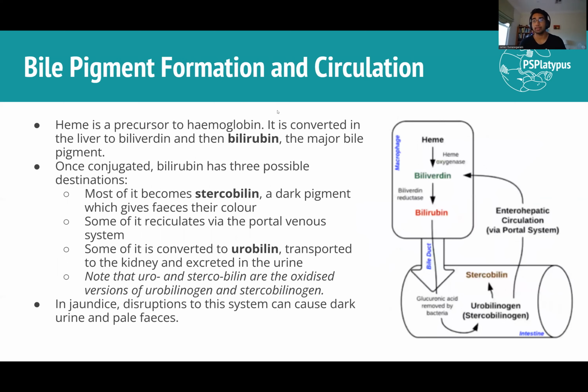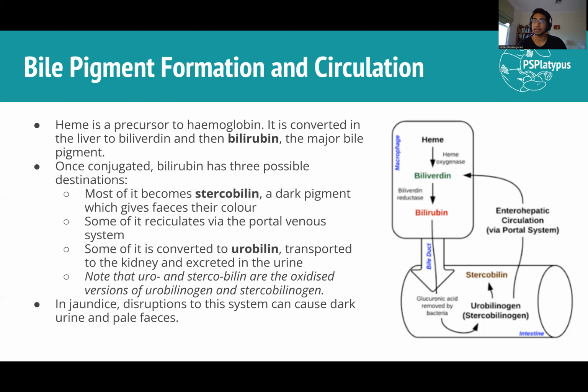Perfect. Okay. So the other thing we want to talk about in terms of bile is bile pigment. So this is a separate thing to bile salts and bile acids, but it's very, very relevant in terms of jaundice. Okay. So the pathway that we talk about here is basically from heme all the way down to different forms of bilirubin and bilinogen.